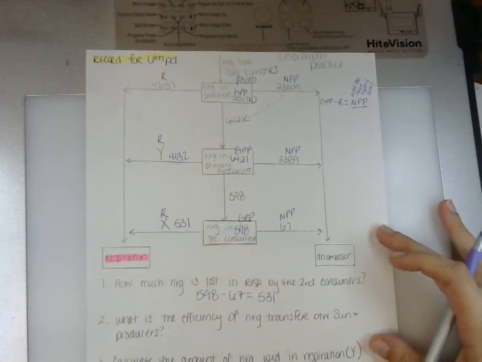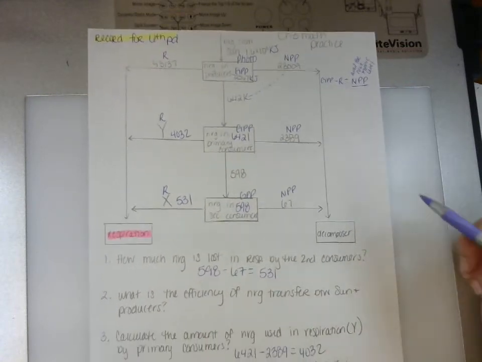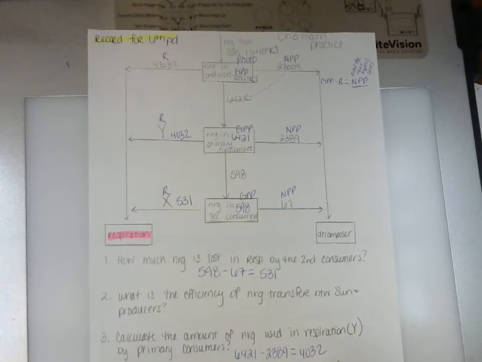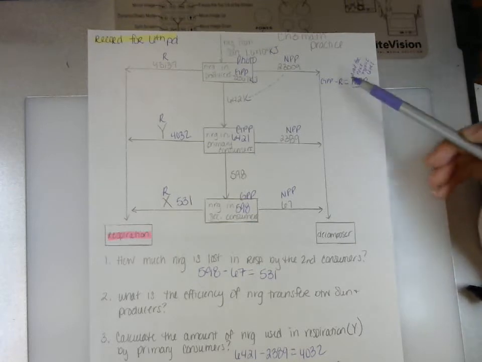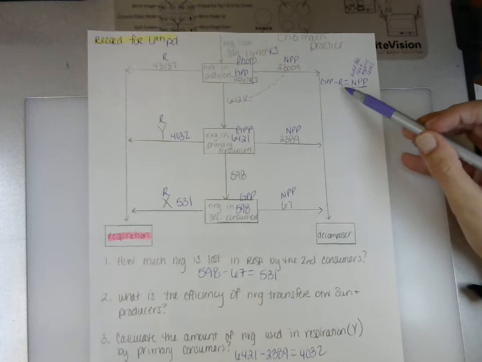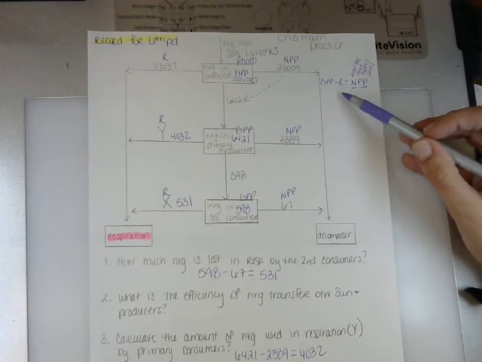Okay, so this is for the later periods that didn't get to finish this practice. So this is looking at gross primary production minus respiration to see what your net is. Or if you have your net and your gross, we're going to subtract and find out what the organism used for respiration.